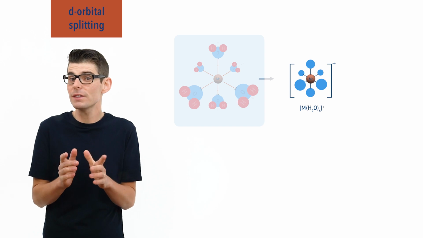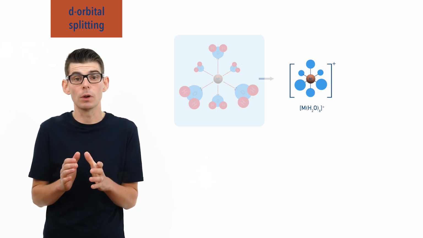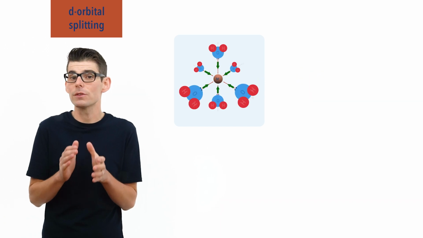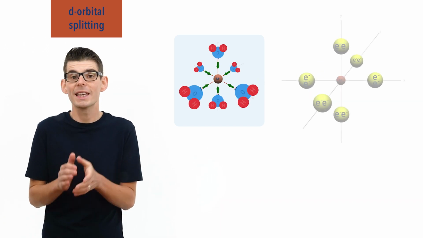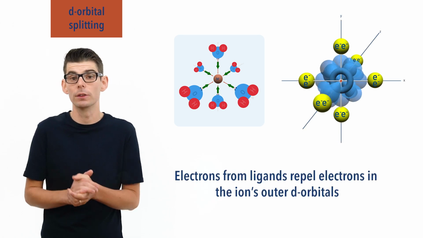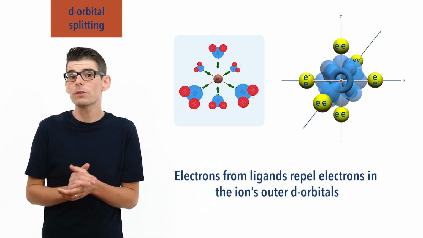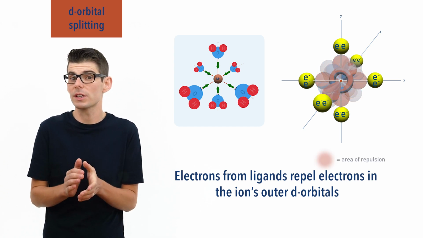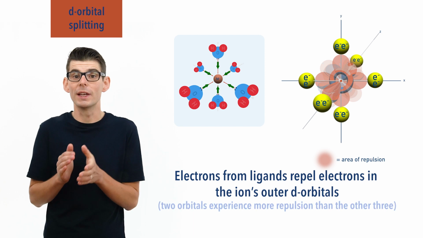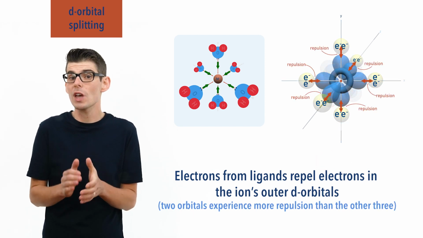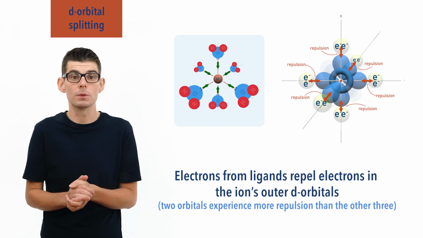Now, the interesting thing here is that as the water molecules, or ligands, approach the ion, the electron pairs forming the coordinate bonds can interact with electrons in the outer d orbitals of the ion. For an octahedral complex with 6 ligands, 2 outer d orbitals experience more repulsion with the electrons from the incoming ligands. This is due to the shape and arrangement of the d orbitals.